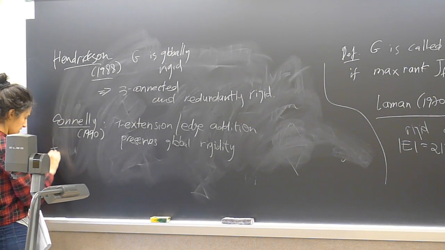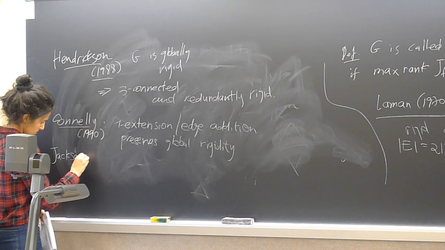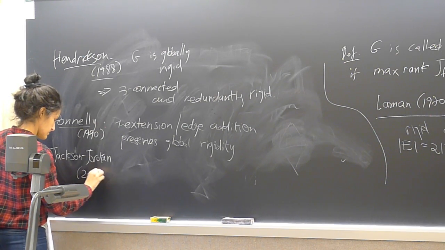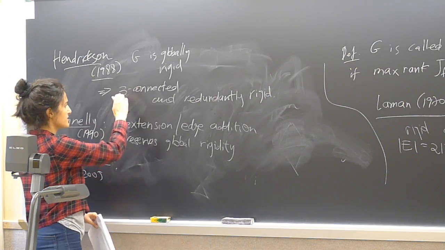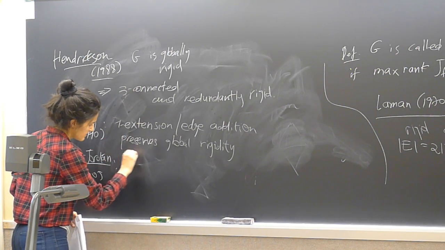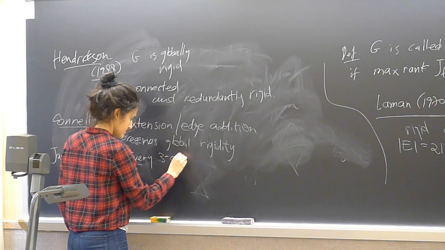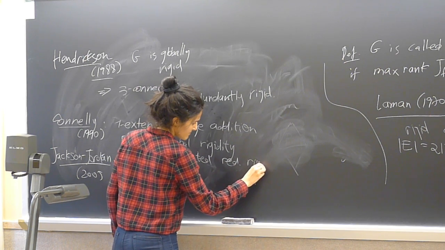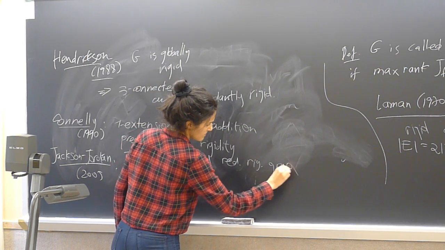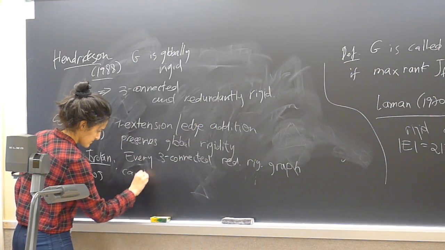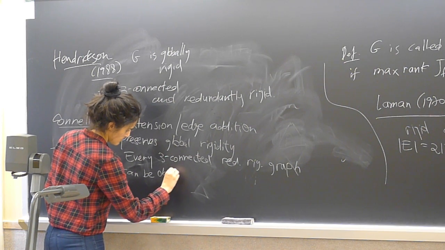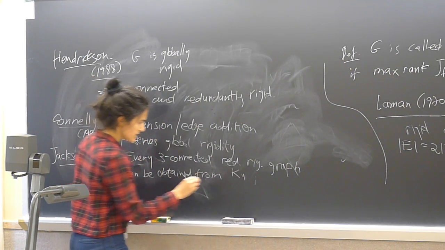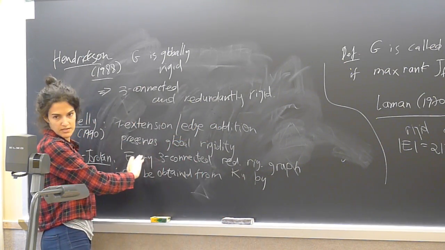And then in 2005, Jackson and Jordan proved, so they completed the proof, they said that every 3-connected redundantly rigid graph can be obtained from K4, the complete graph with 4 vertices, by one extension and edge addition.